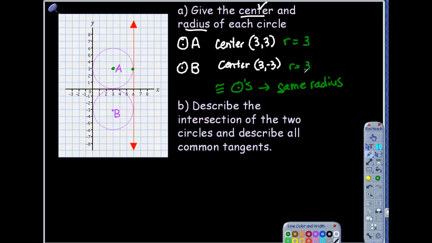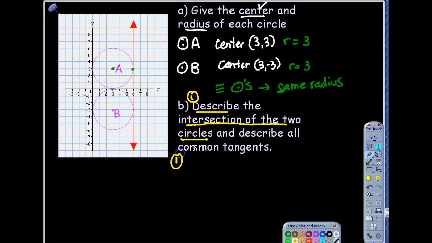All right, the next one. Part B has lots of stuff going on, and it's easy to make mistakes on because there are so many different things. It refers to some things from Algebra 1. These would be a great test or quiz question. Just a little hint. It says describe the intersection of the two circles, so that's the first thing we're going to do.